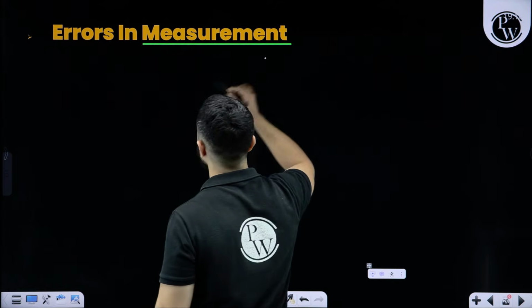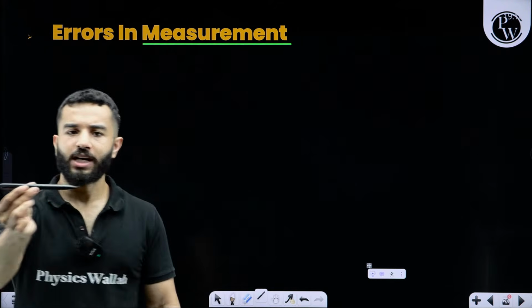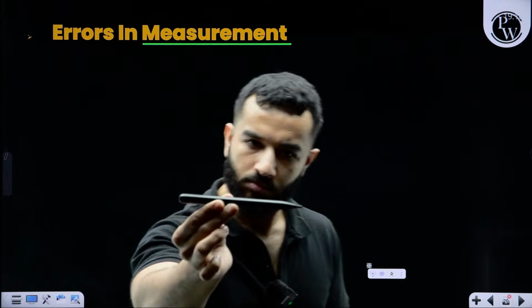Like for example, as measurement, we were talking about measurement of this pen. Clear?